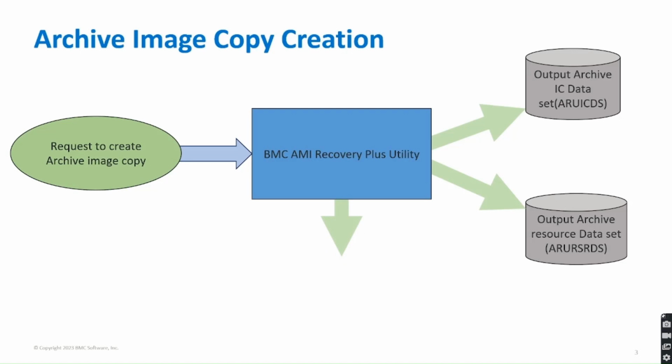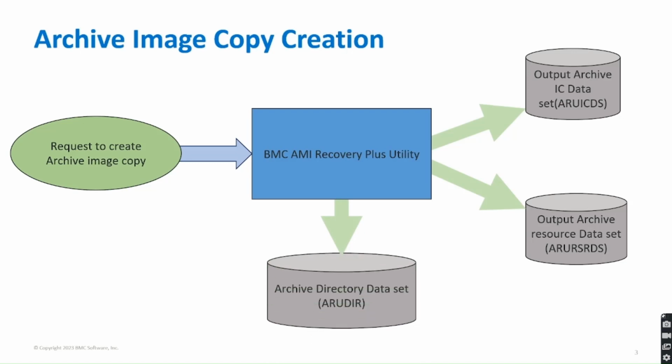Archive Directory Data Set, ARUDR, is a repository that records information about all the archive image copies created, their data set attributes, timestamp, and some other control blocks. There is a utility, ARUDOODLE, which can be used to generate different reports from the archive directory. Now we will see how to recover Archive Image Copy.